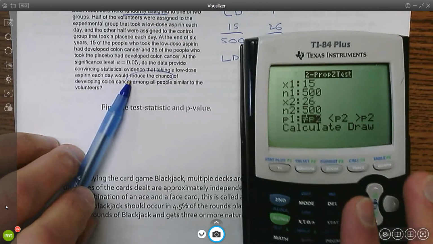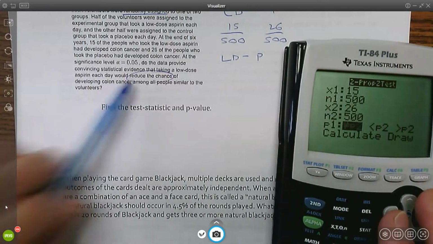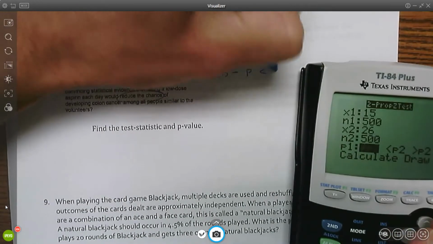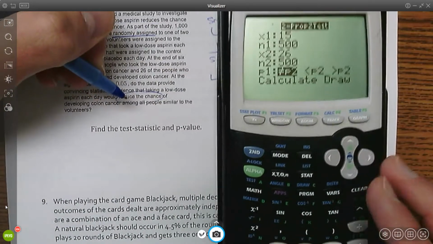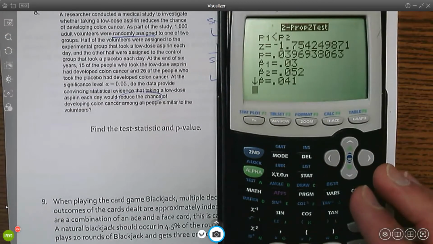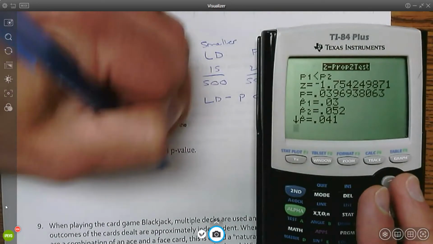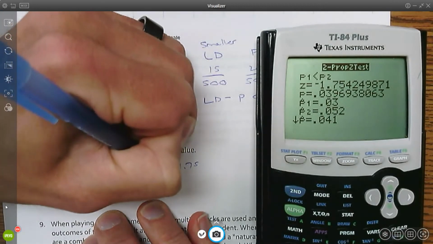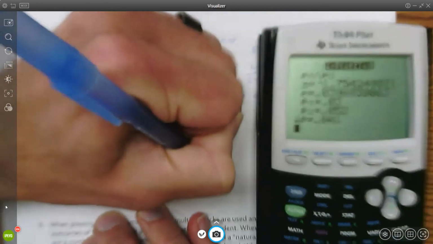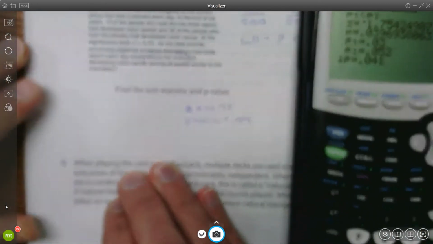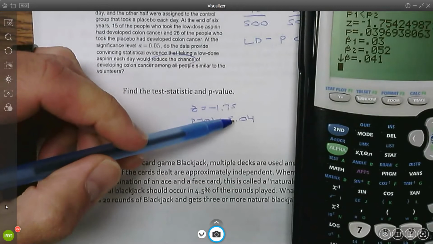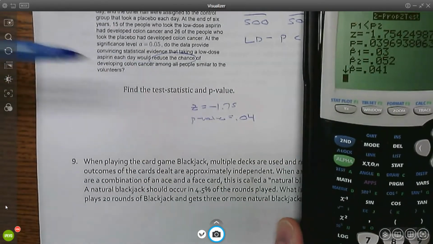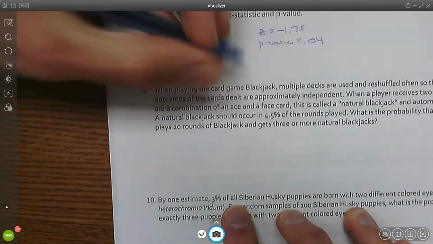They want to know, did taking the low dose aspirin reduce the risk? So this would be the smaller, so this would be less than 0. So it'd be less than that second group. You can calculator draw. So your test statistic is negative 1.75. Your p-value is approximately 0.04. So you'd reject the null. There's a chance of making a type 1 error. Your results are significant.